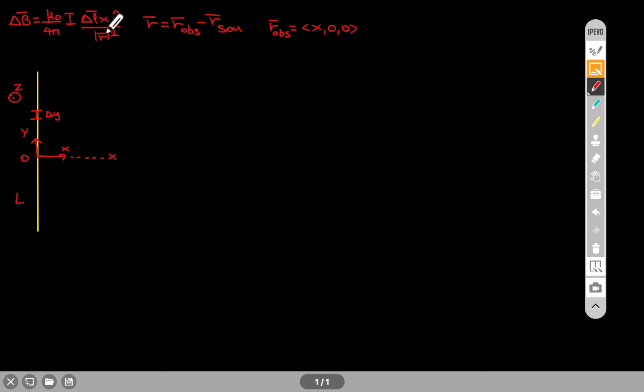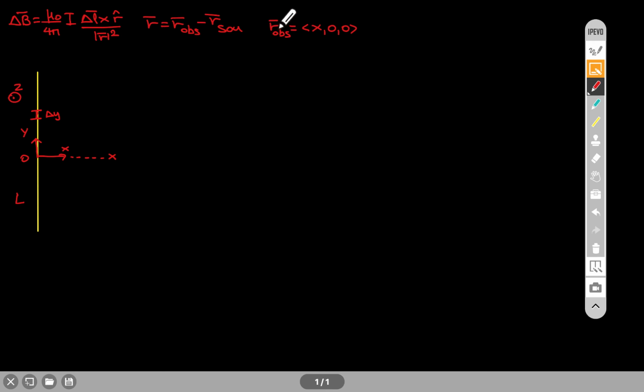Biot-Savart's law. Now, once I do this, then I will need, as we did in electrostatics, to add up the contributions to the magnetic field from all short pieces of wire. And then once I have that sum, I will need to move on and convert the sum into an integral by taking the limit where the length of each short piece of wire goes to 0. And this will give me the analytical expression for the magnetic field.